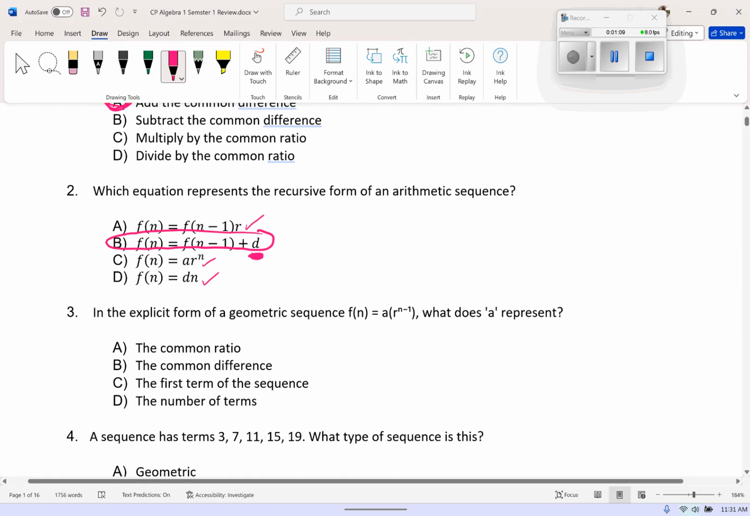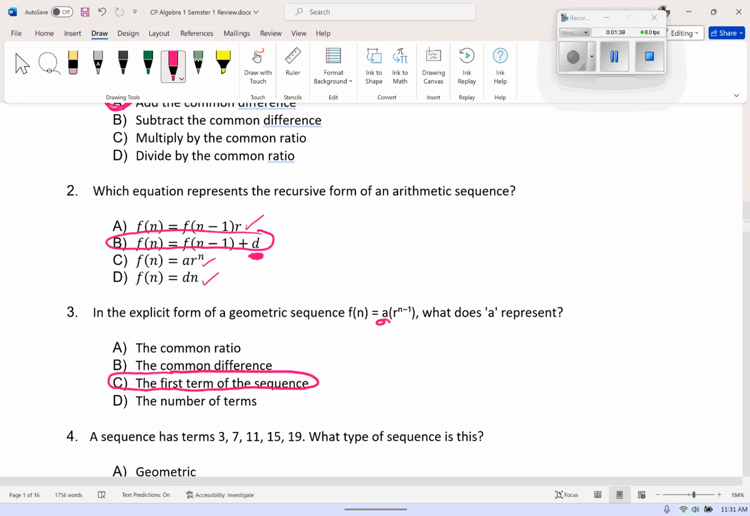In the explicit form of a geometric sequence, you have a times the rate raised to the n minus 1, or the ratio. What does a represent? Well, the common ratio is r. The common difference we don't do with geometric sequences. The first term of the sequence, maybe, the last one, the number of terms? Nope, it's got to be the very first term of the sequence or series. So this is the very first term. Okay.